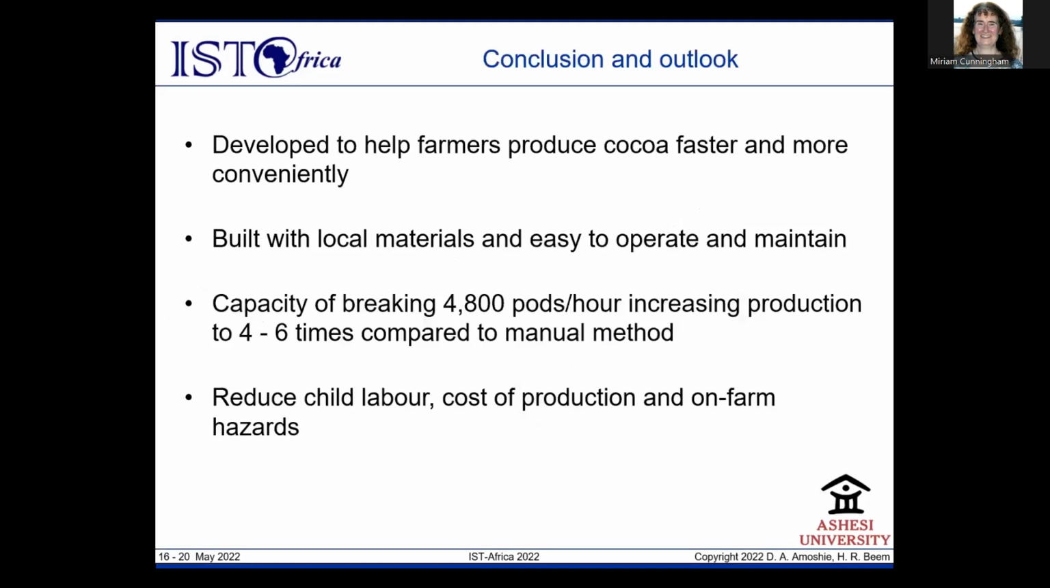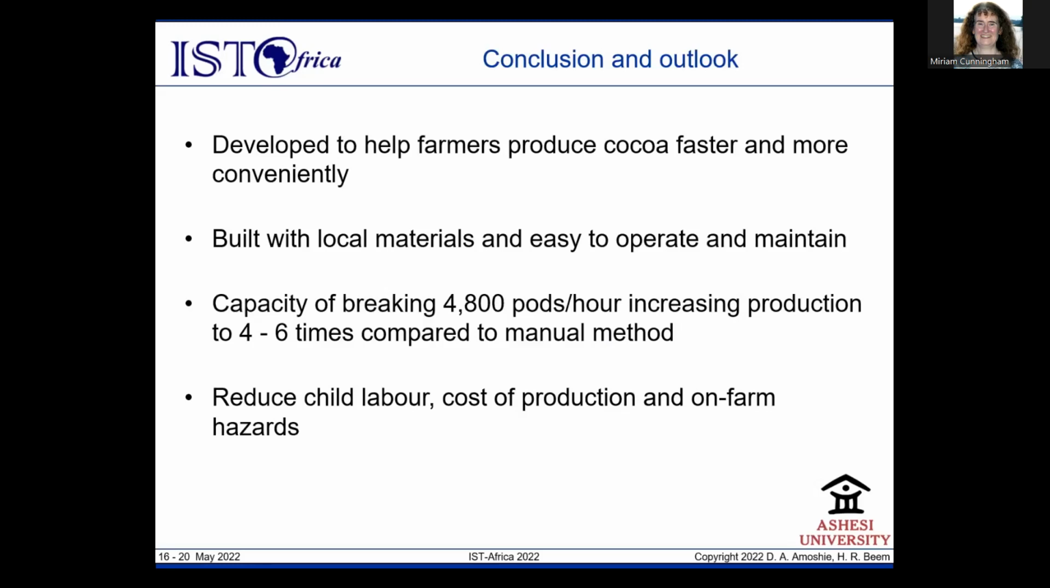In conclusion, as global consumption demand for cocoa increases, pressure is mounting for faster methods of cocoa production. The cocoa pod breaking machine developed can help farmers produce cocoa faster and more conveniently. The machine was developed following a systematic engineering design approach. It was fabricated using locally sourced materials. The machine achieved most of the objectives through testing.